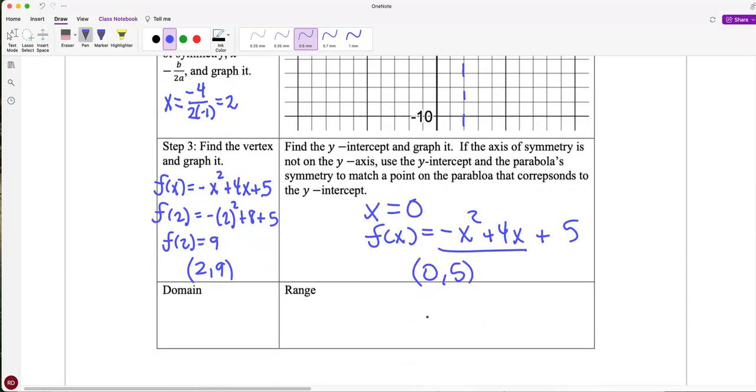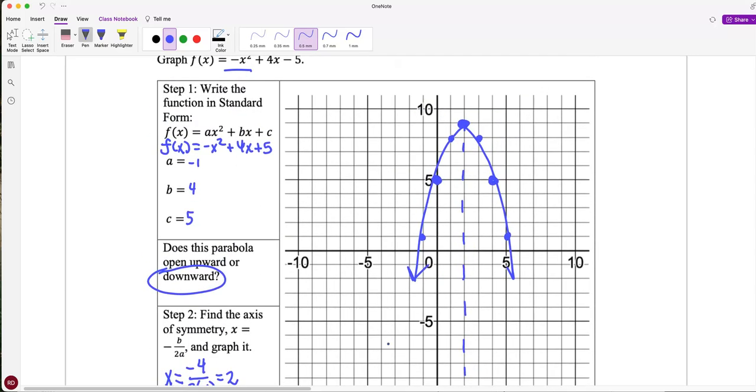As with all of these, the domain is -∞ to infinity. The range, your y values start at -∞, and the highest y value you have there is a y value of 9. Okay.